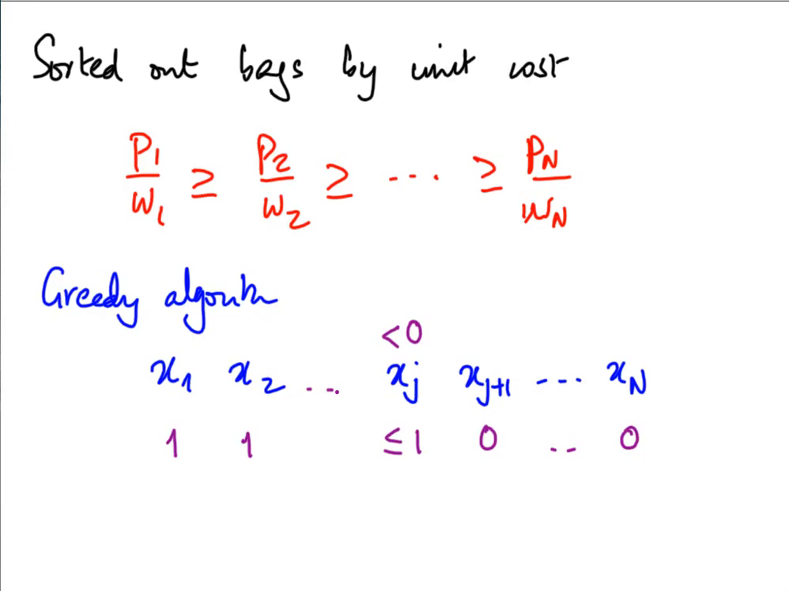So in general, the greedy solution will have the following picture. It will start with an entire sequence of ones, and it will end with an entire sequence of zeros, and there will be a position j at the end of the ones which is either 1 or something smaller than 1, corresponding to a fractional bag that we have selected to fill up the knapsack. So now the question is, how does one show optimality? How do we show that our greedy solution is optimal?